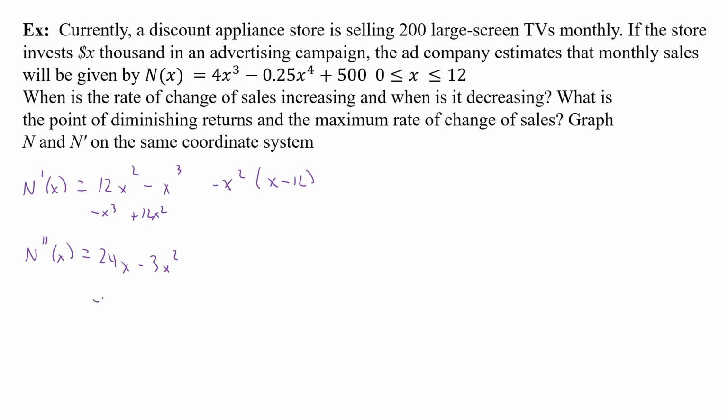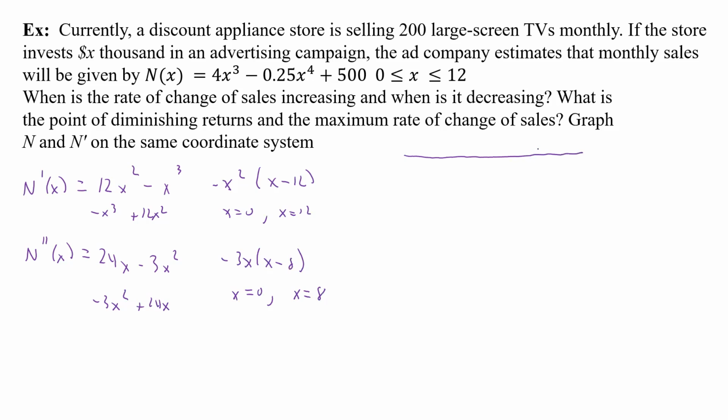Now, again, if we have negative 3x^2 plus 24x, what could we do? Well, we can pull out a negative 3x, and then we'd have x minus 8. So here we have x equals 0 and x equals 12. Here we'd have x equals 0 and x equals 8. Okay, so those would be points we could use. And so with this, we can make a sign chart.